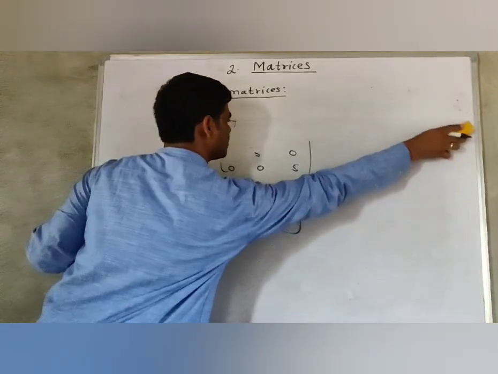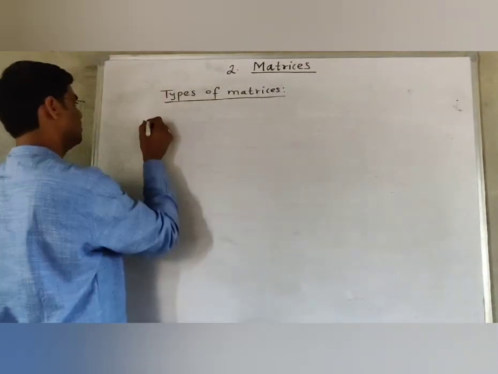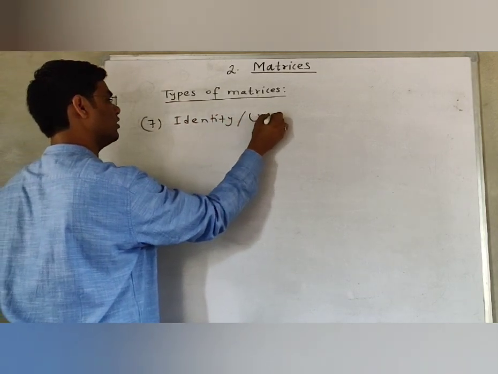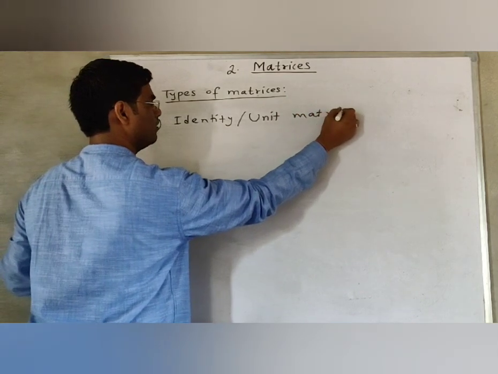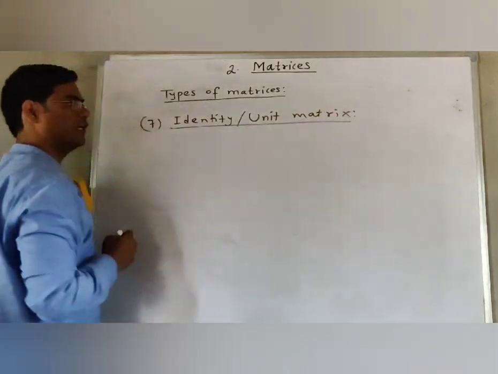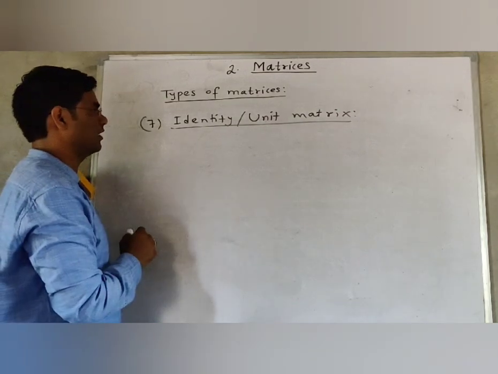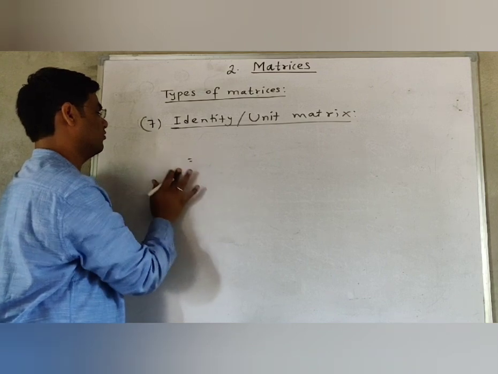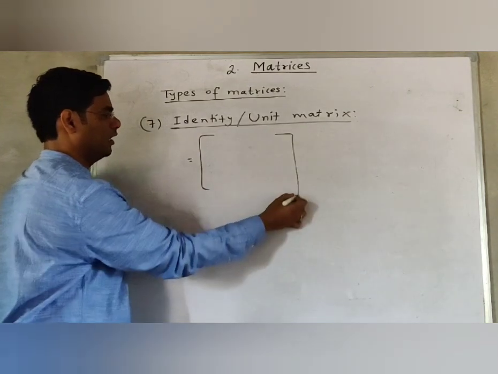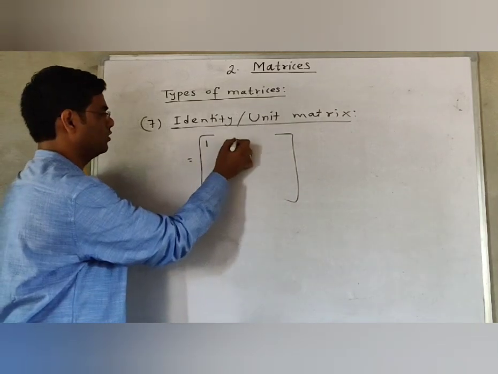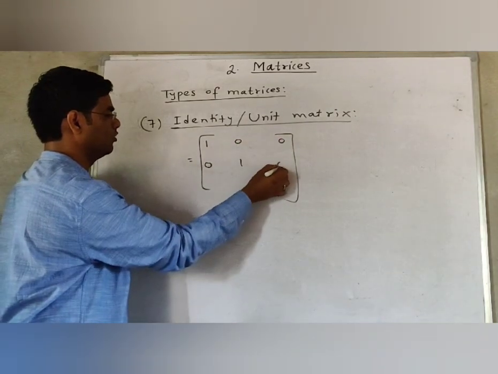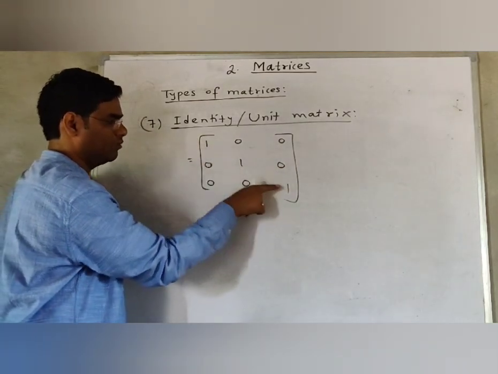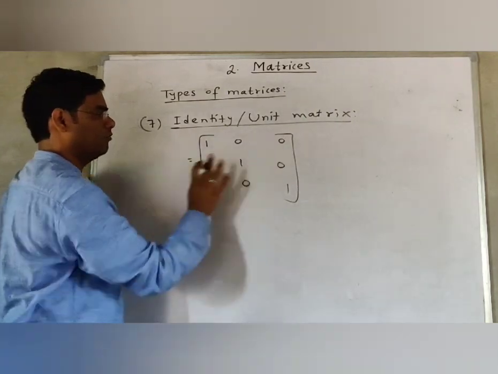Now next type of matrix is identity matrix, also known as unit matrix. Unit means 1. So it is also a type of diagonal matrix or special case of scalar matrix. A diagonal matrix in which all the non-diagonal elements are 0 and diagonal elements are always 1: 1, 0, 0, 0, 1, 0, 0, 0, 1.